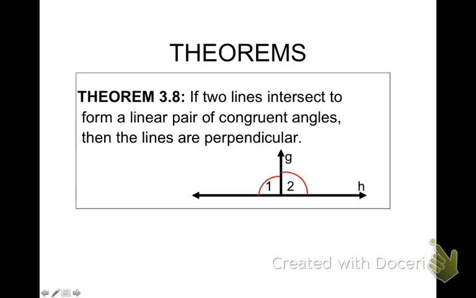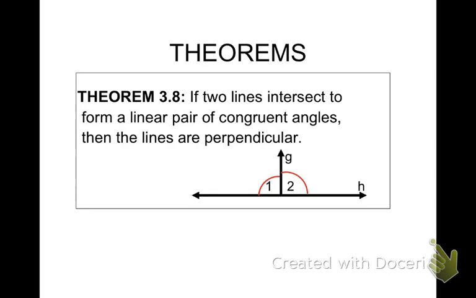All right, so our first one states that if two lines intersect to form a linear pair of congruent angles, then the lines are perpendicular. Makes sense, right? These are kind of like, well, yeah, that does make sense.